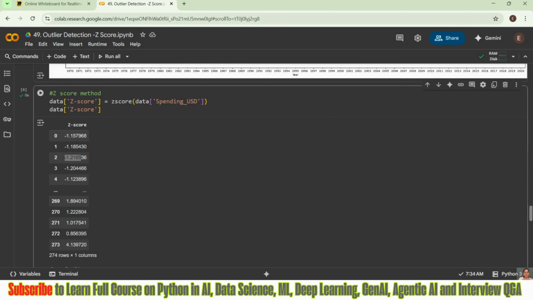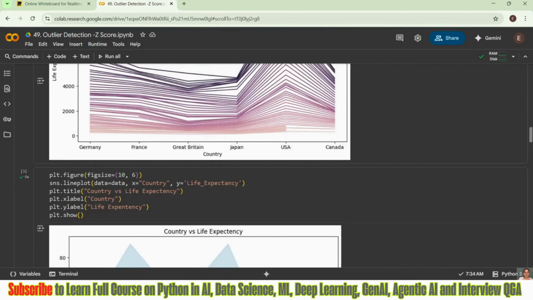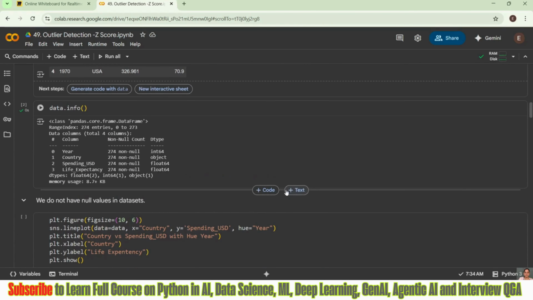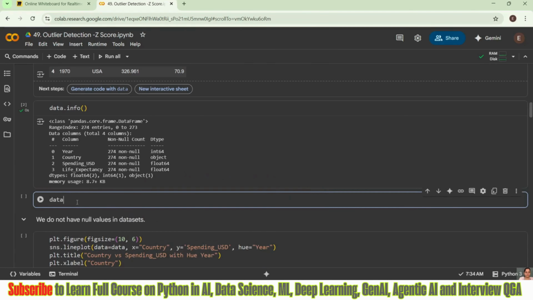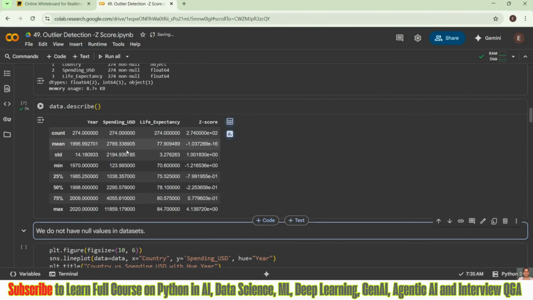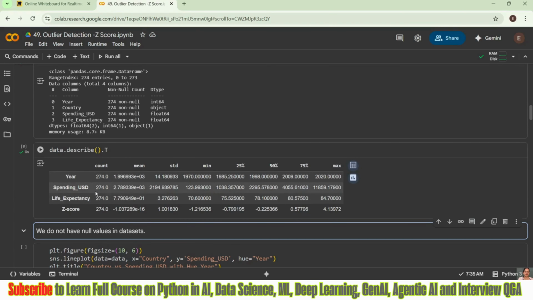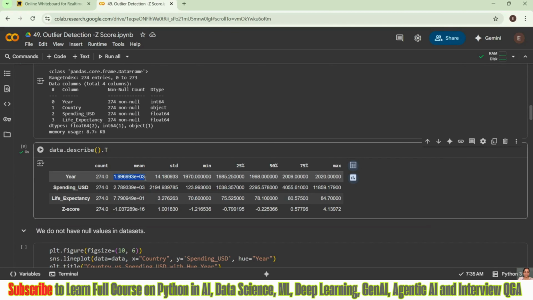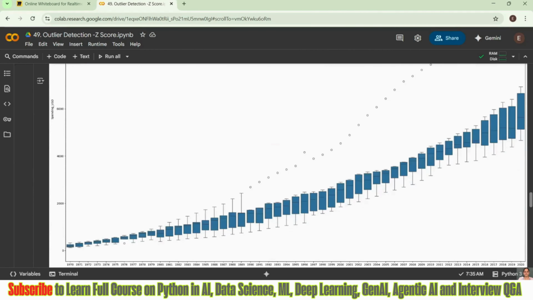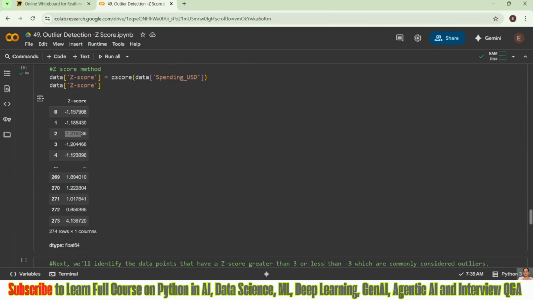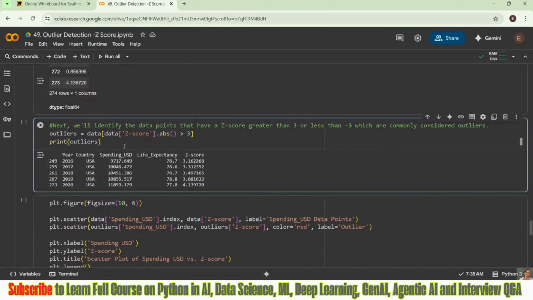And how did I get to know the mean and standard deviation? If I run data dot describe, for year, spending USD and life expectancy I have my mean and my standard deviation. It has taken this mean and standard deviation for each data point and calculated the values mathematically, formula based. After that, I want to get my outliers.